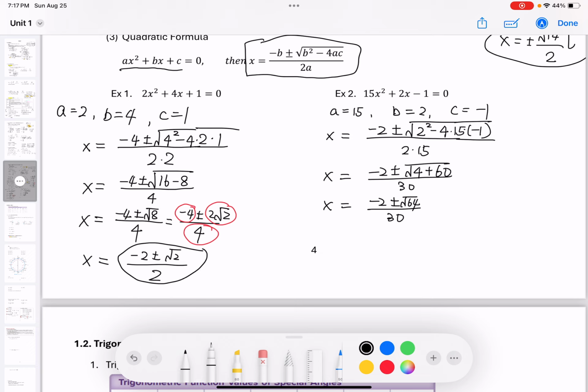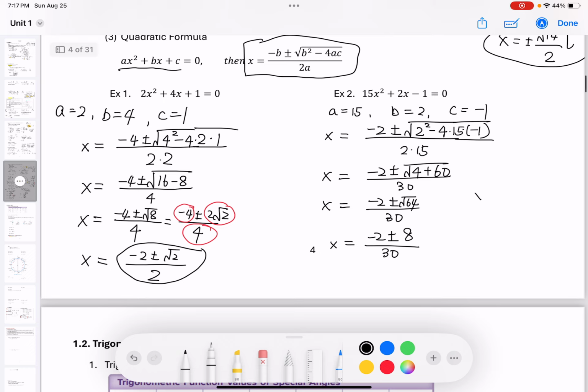What is the square root of 64? 8. So we have -2 plus or minus 8 over 30. So we got two solutions. The first solution is -2 plus 8 over 30. On the top, we have 6 over 30, which is 1/5. The second one is -2 minus 8 over 30. On the top, we have -10 over 30, and -10 over 30 is -1/3. So after simplification, we got two solutions.